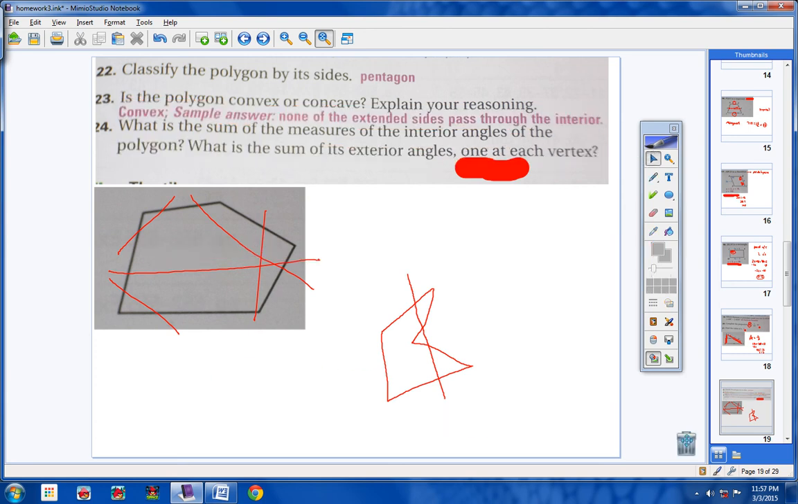All right? Now, next. What is the sum of the measures of the interior angles of the polygon? Well, let's find out, okay?